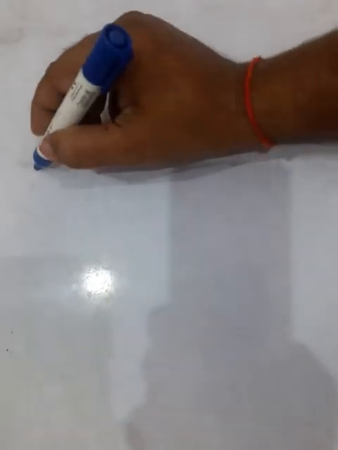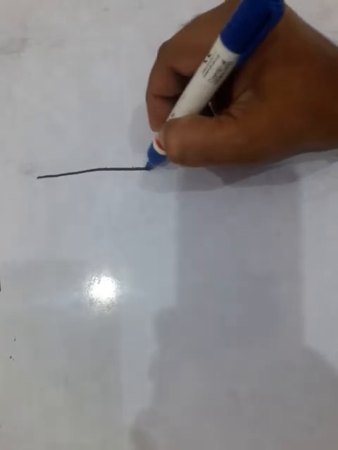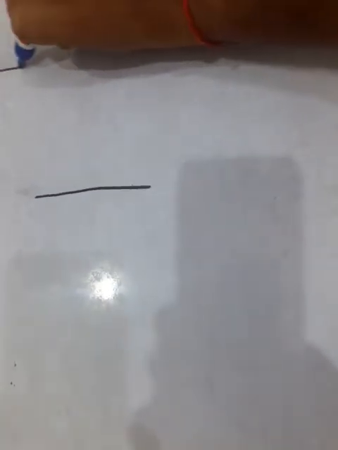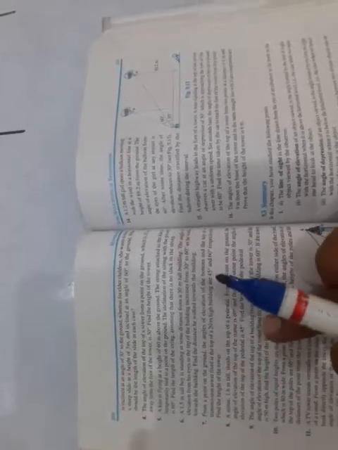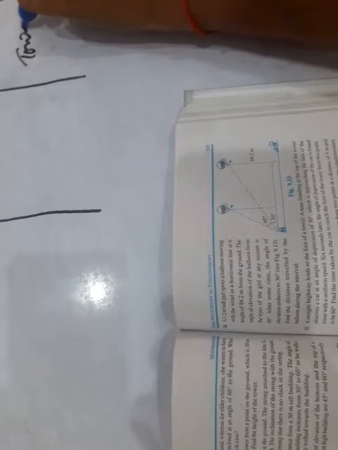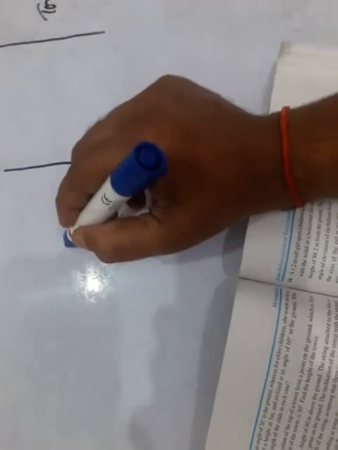Question number 9. The angle of elevation of the top of a building from the foot of the tower is 30 degrees. Let us draw the angle of elevation of the top of a building. The building is this one, and this is the tower. The tower is higher than the building, clear? The angle of elevation of the top of the building from the foot of the tower. This is the tower and this is the building.